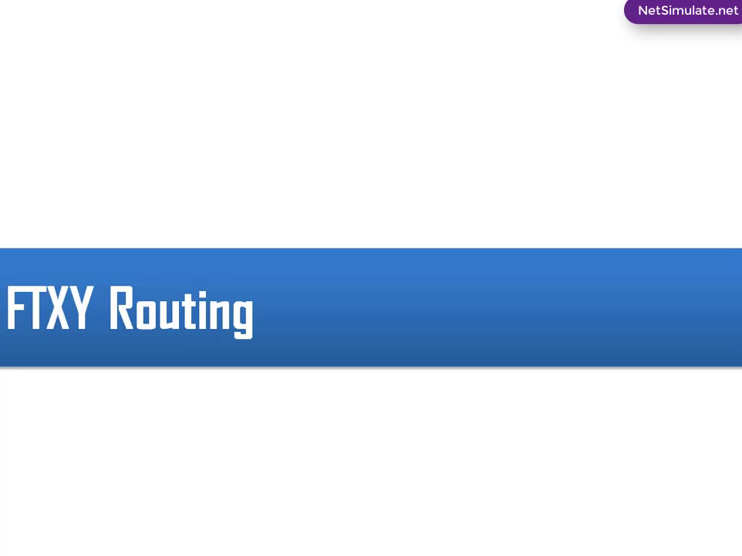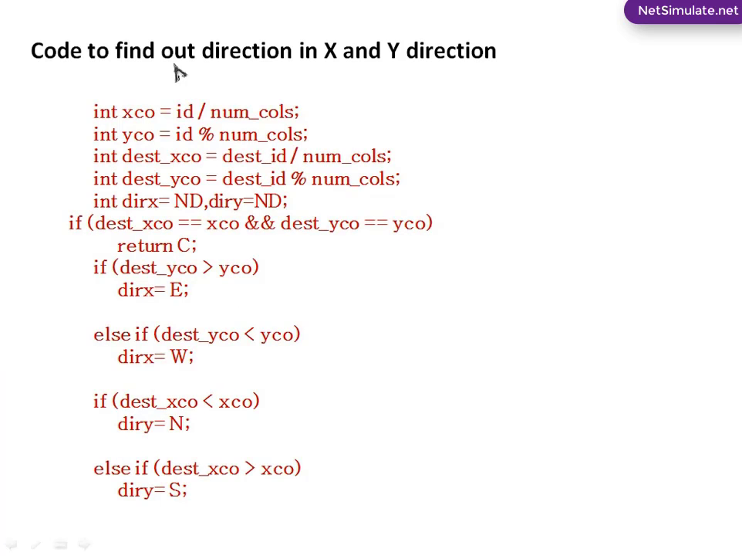So how does this routing work? Here we have a piece of code. Every current node, when it receives a packet having a destination ID, calculates the x coordinate and y coordinate of itself. This ID represents the ID of the current node, and the destination x coordinate and destination y coordinate are calculated by this one. In the mesh topology we have the directions north, south, east, west, and C represents the core, the IP core.